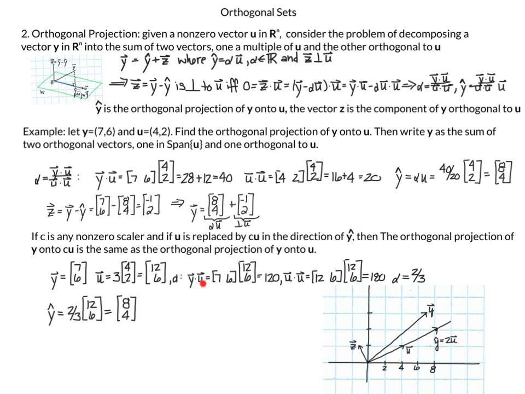So y dot u then is equal to 120, and u dot u, you can verify these calculations for (12, 6), is equal to 180. So alpha is going to equal 2/3. But now alpha multiplies our new u, and we get the same (8, 4) that we got over here for our projection.